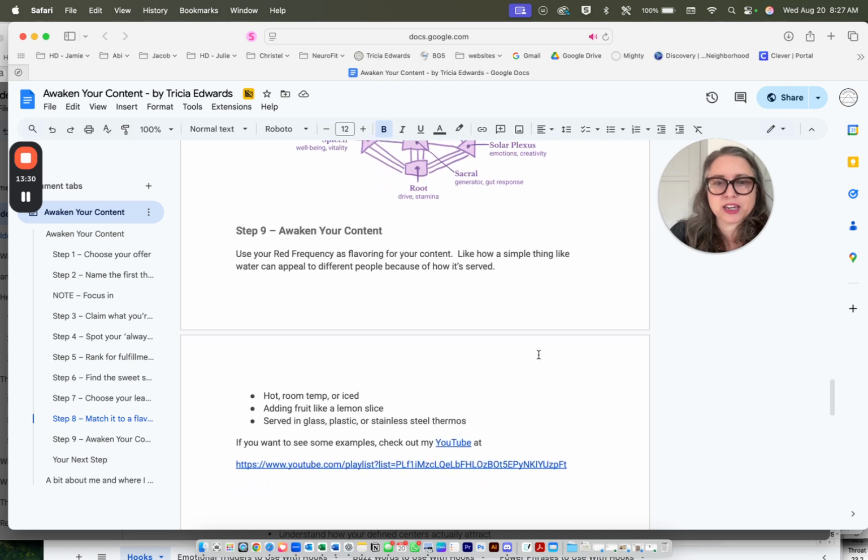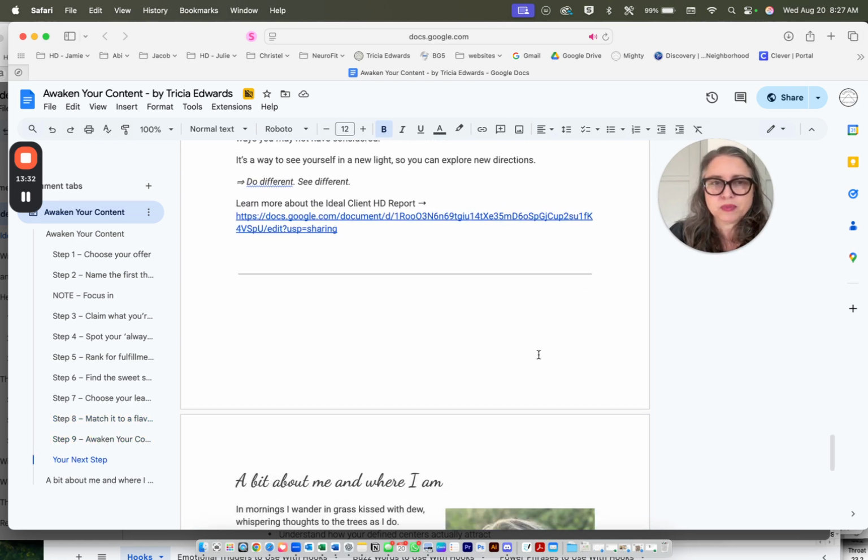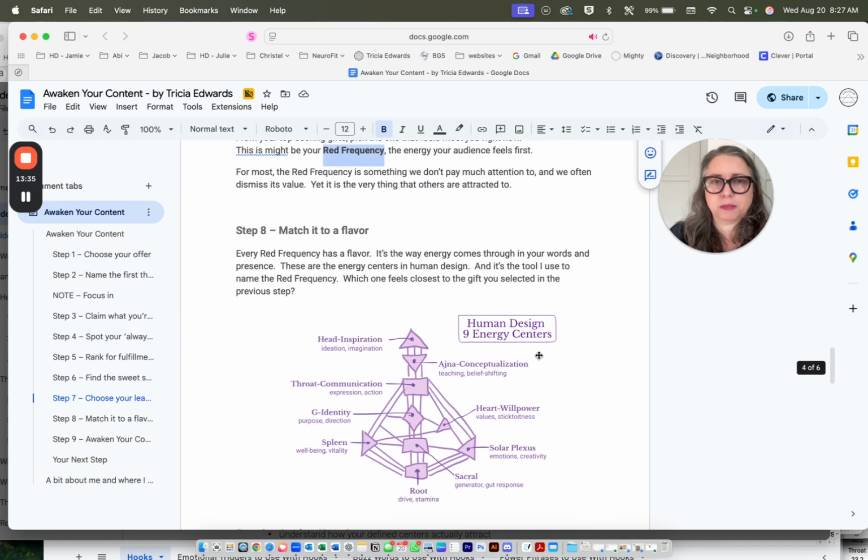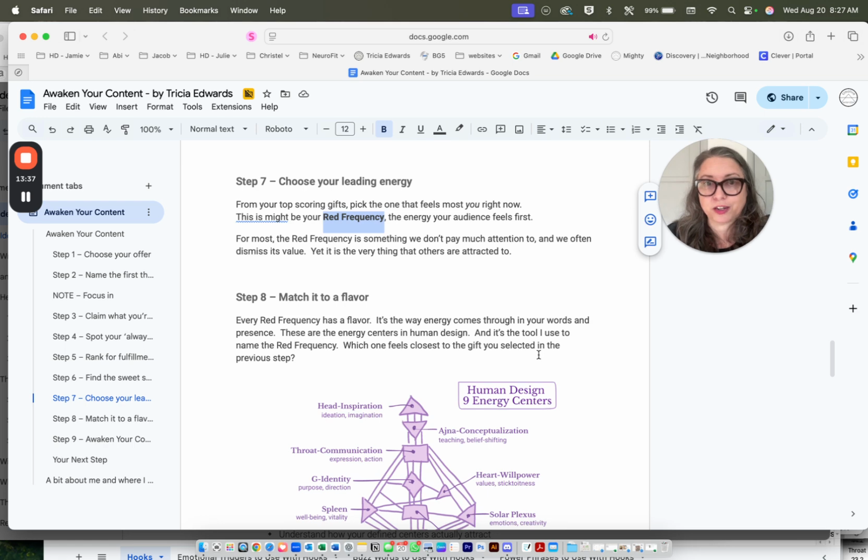But this is what you get from here, a walkthrough, how you can go through and you can actually start to identify for yourself what your red frequency is.